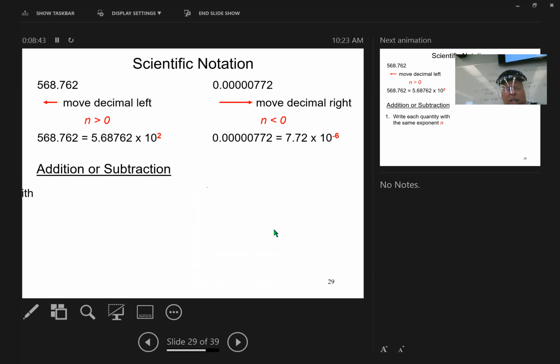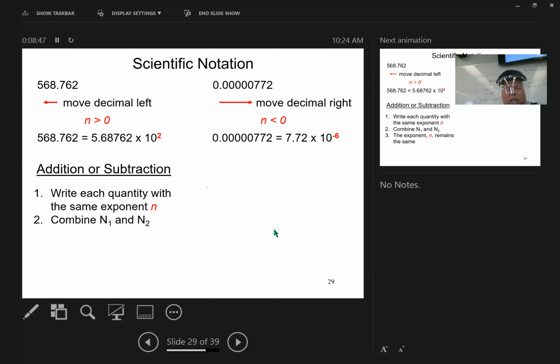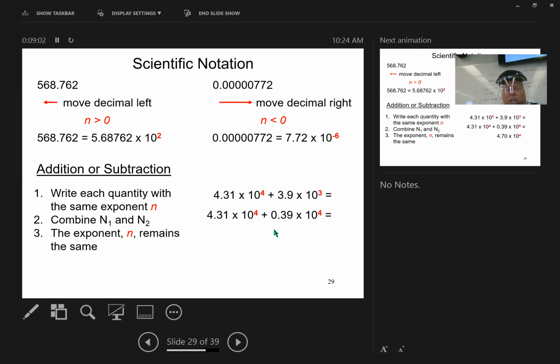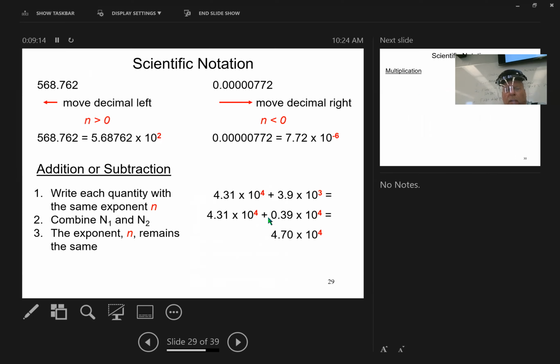Addition or subtraction, you write each quantity with the same exponent. You combine n1 and n2. The exponent n remains the same. And so essentially what you have to do is get the same exponent for both of them. So you have to do a conversion there to do this. So here you have to convert this to times 10 to the fourth. So that means you move it one more to go over this. So you move it one more like that. And then you add the ones together.